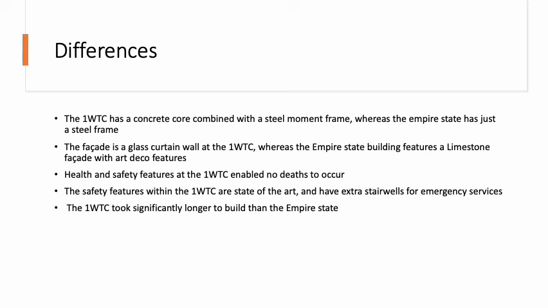The One World Trade Center took significantly longer to build than the Empire State. However, this is probably due to the design features of the building, and actually the fact behind the Empire State Building being that it was designed to be built quickly ahead of the Chrysler Building.